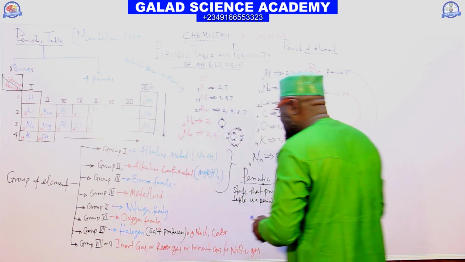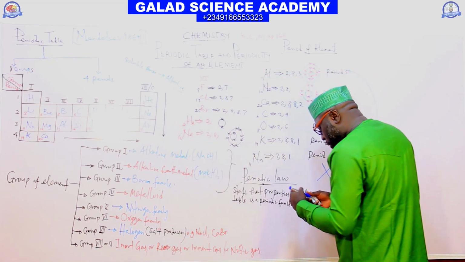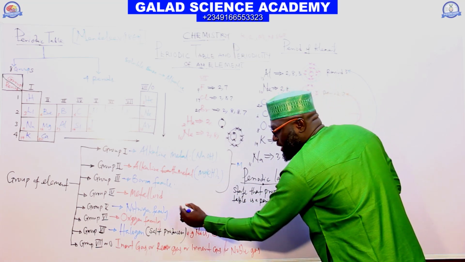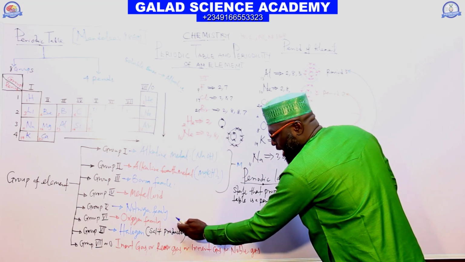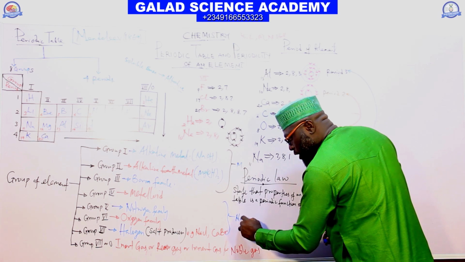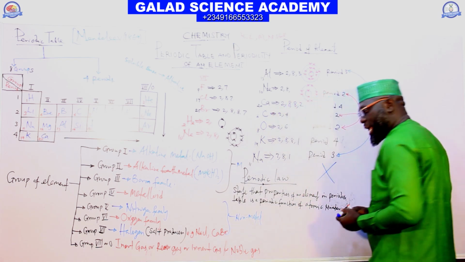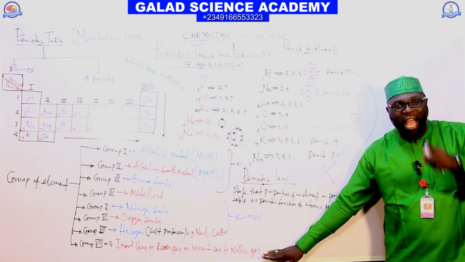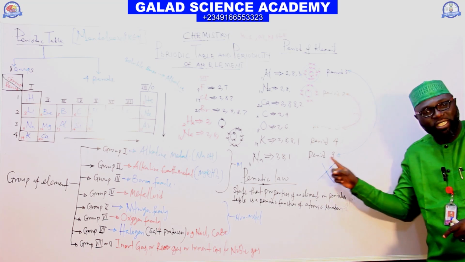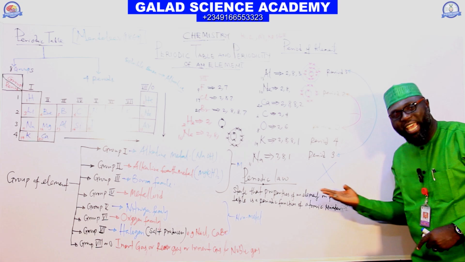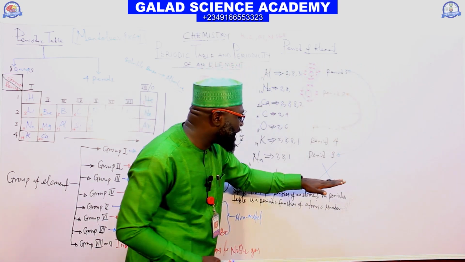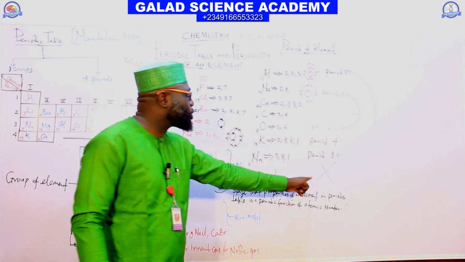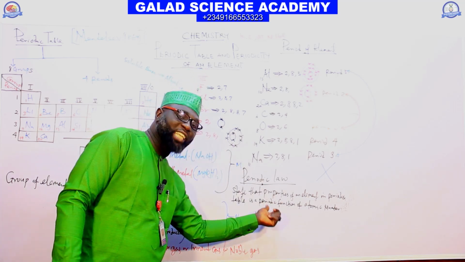Group 1, group 2, group 3 elements are metals. Group 4 is metalloid, but group 5, 6, 7 are non-metals, while group 8 are noble gases. If you are asked to state the properties of this element X, you tell them you cannot, because the element is incomplete. Before you can state the properties of any element, you must know the atomic number. That's what this law is telling us.